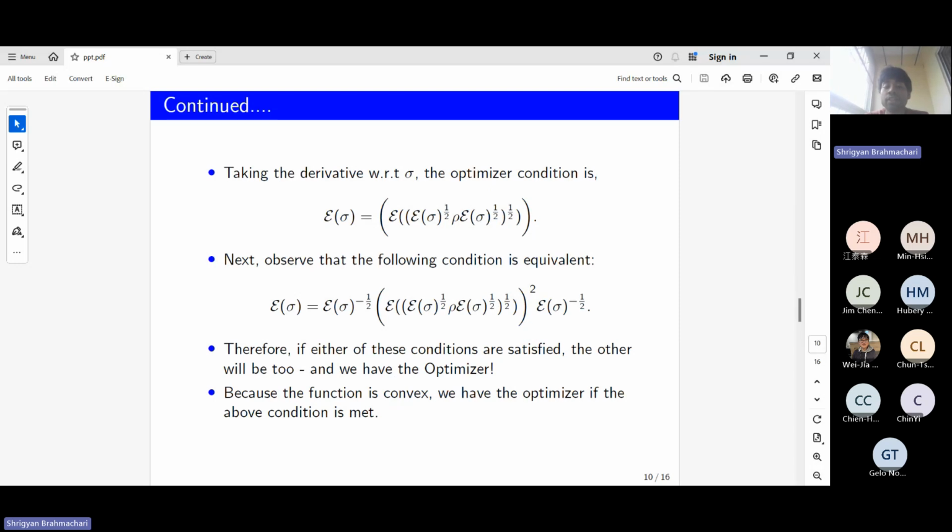You twirl sigma, and it should be equal to the quantity on the right. In the next equation, I've just squared it and divided by epsilon of sigma on both sides, to the power minus half. All I'm saying is this is the derivative, and the second is also essentially the derivative. Any optimizer should satisfy both of these conditions, because they are equivalent. Further, we know that this function is convex. So if you have a solution that satisfies this condition, it's not just a local optimizer, it's a global optimizer. So if you can find a sigma that satisfies these, you're done. You found the solution.